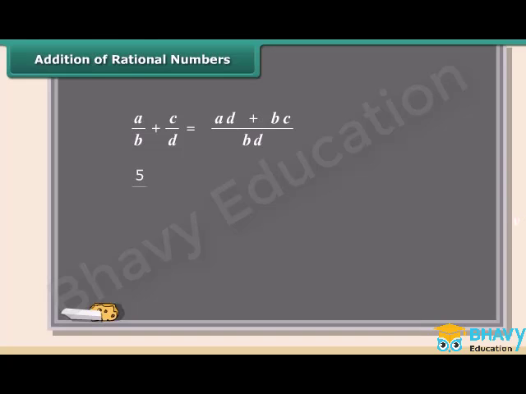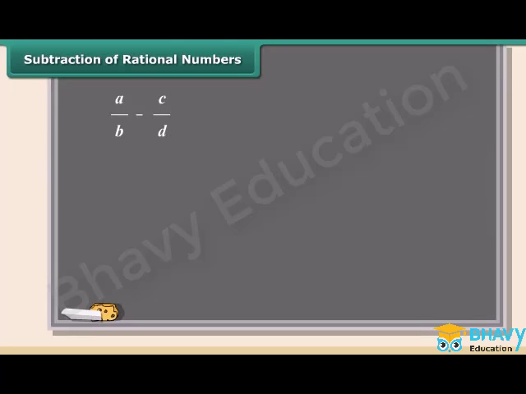We will add 5 by 4 and 1 by 4. See, the denominators are already the same. Now add the numerators and put the answer over the same denominator. This fraction can be further simplified to 3 by 2.